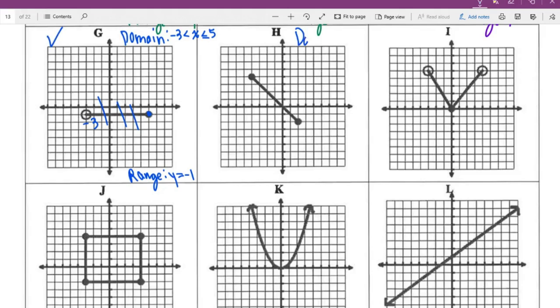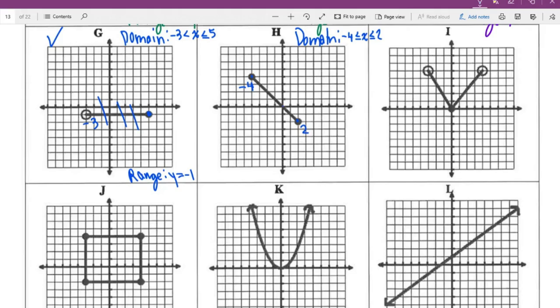For this one, the domain, we do 0, -1, -2, -3, -4. And for the rightmost point, we do 0, 1, 2. Both of these points are included, so we have a line under our sign. So we do -4 is less than or equal to x is less than or equal to 2.